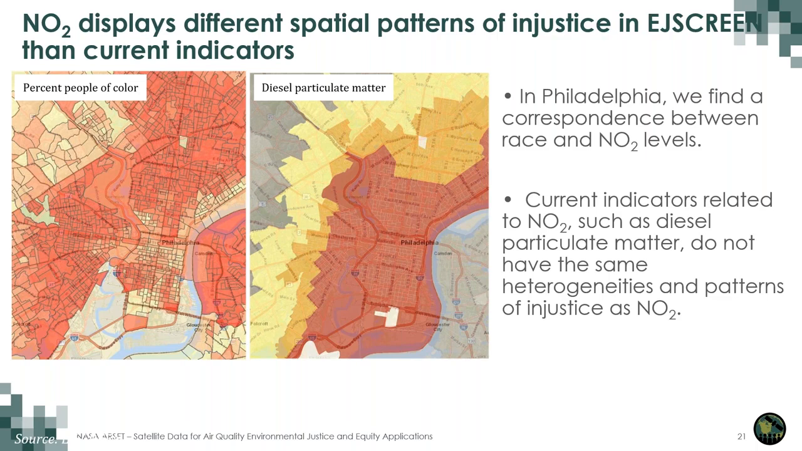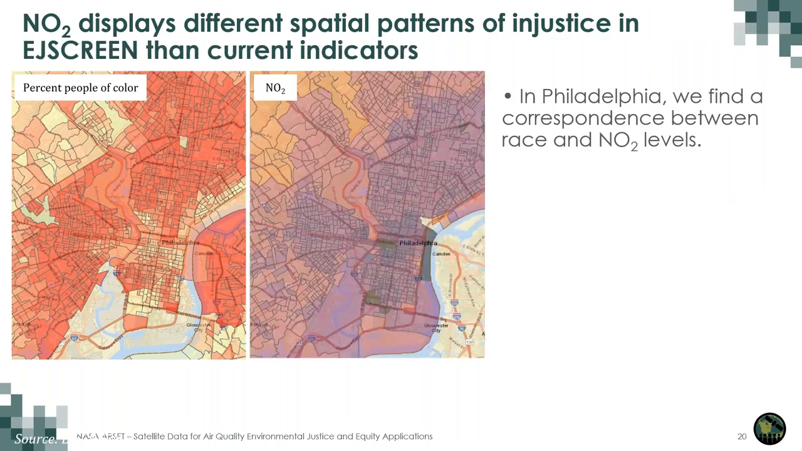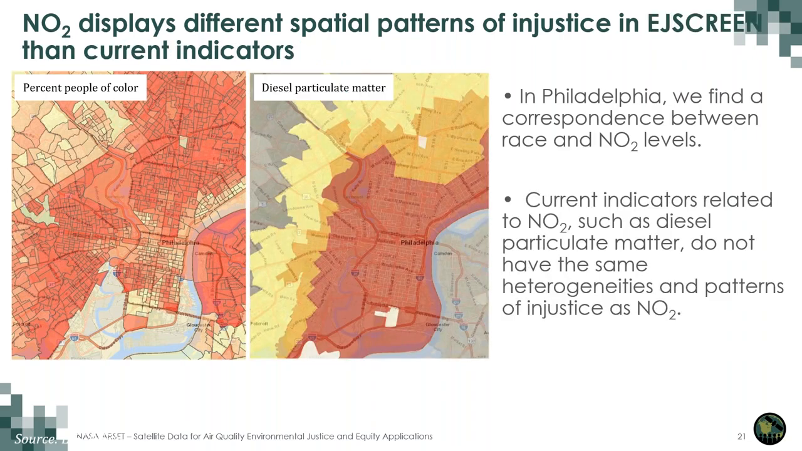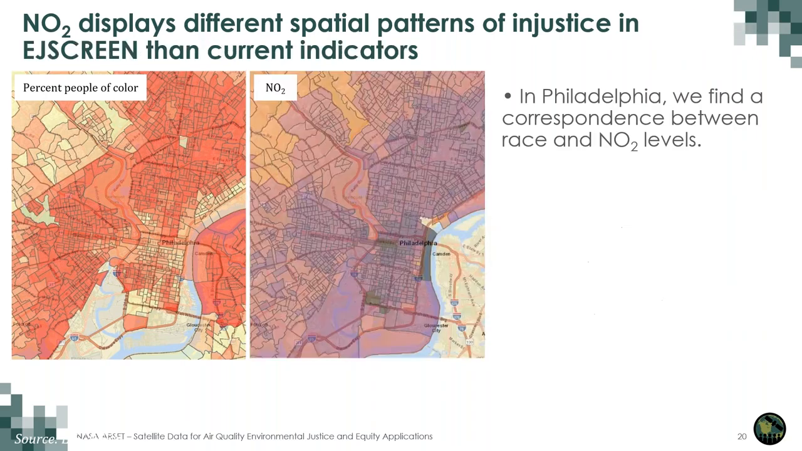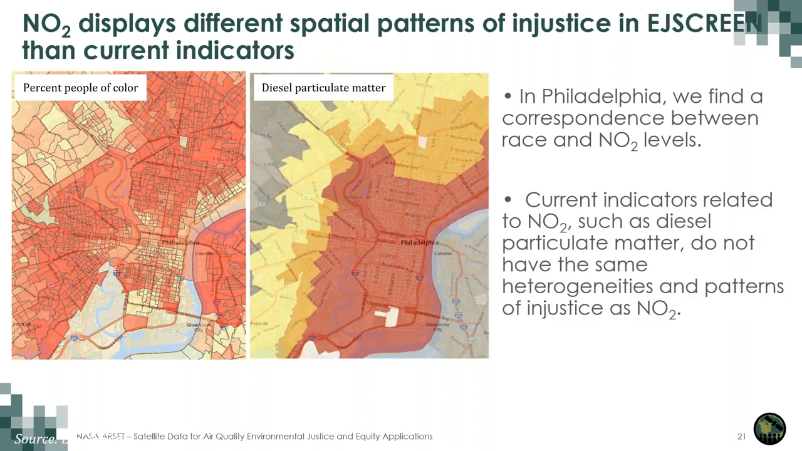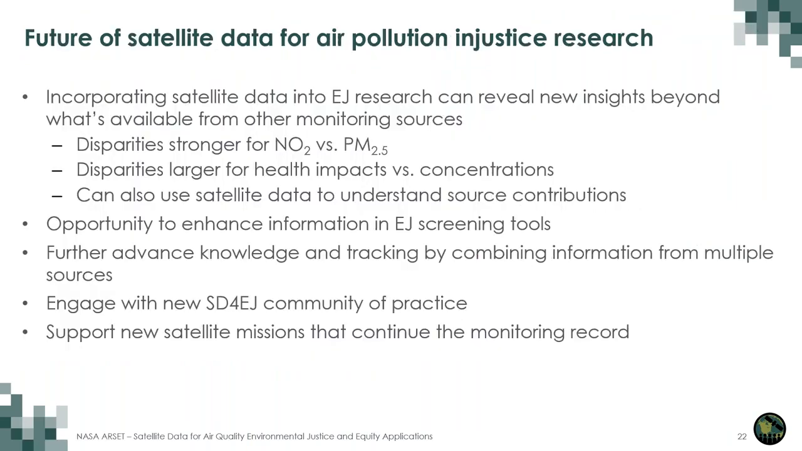as NO2. So I'll just do a quick toggle back and forth just so you can see the difference in the spatial pattern of NO2 versus diesel particulate matter and see how that lines up to the percent people of color. So there is some information that we could gather from incorporating satellite data and NO2 into EJ mapping tools.